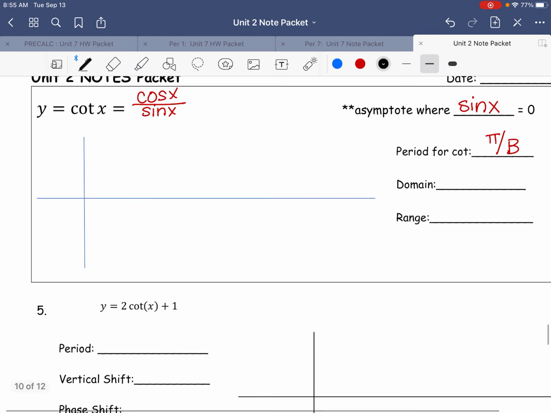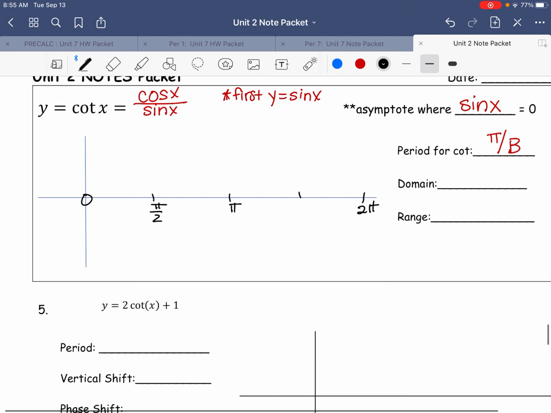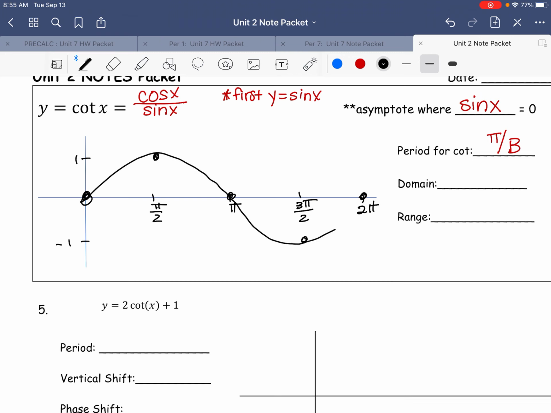Okay, let's graph it. So I am first going to graph the denominator, which is sine x. So let's graph sine x somewhat quickly here. That one we should be pretty familiar with. Your sine graph, remember, starts at 0, 0. And just follow your points and just move them around. And then what we're going to do is put in your asymptotes. We're going to have asymptotes at 0, pi, and 2 pi.